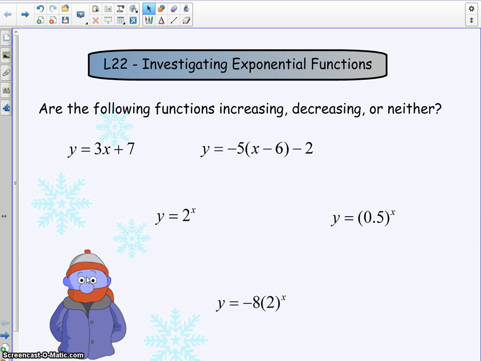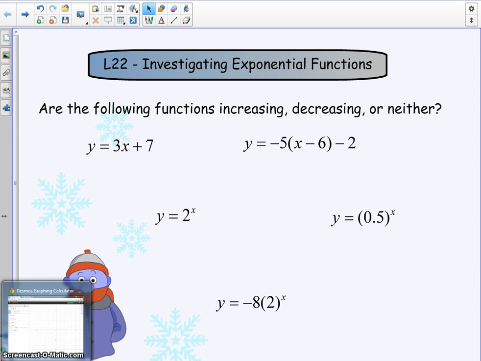But just to start off, we're going to look at the whole idea of a function being increasing or decreasing, or in some cases neither. So let's start with some examples of functions we've seen before. The first two we have here, y equals 3x plus 7 and negative 5(x minus 6) minus 2, are examples of lines. So just to remind ourselves what these look like.